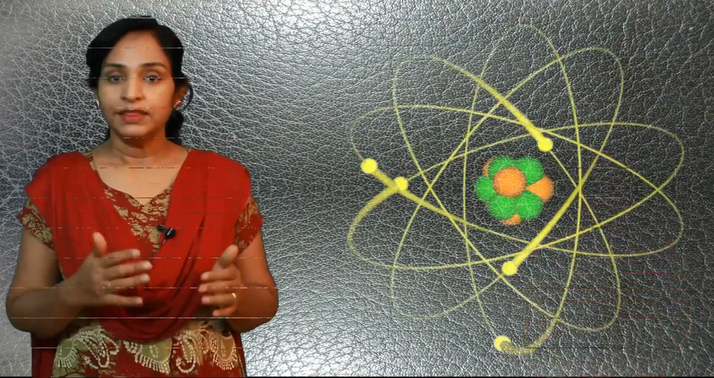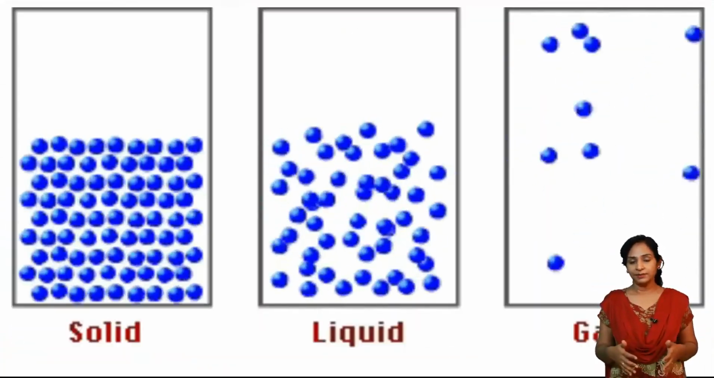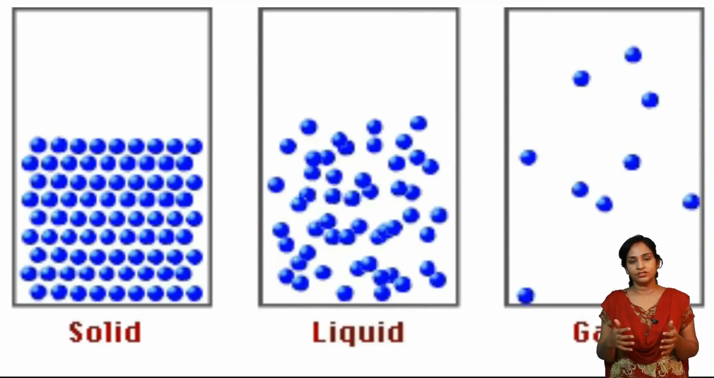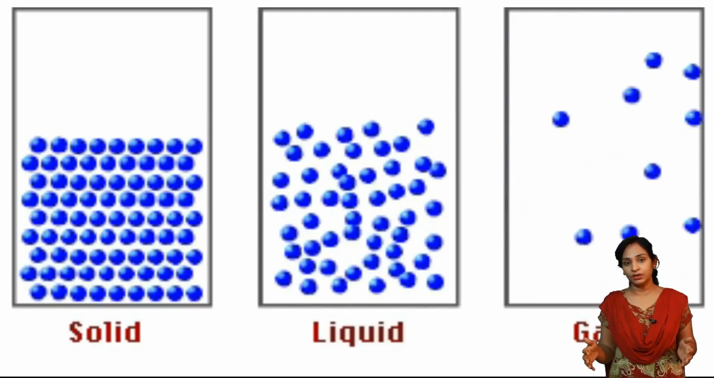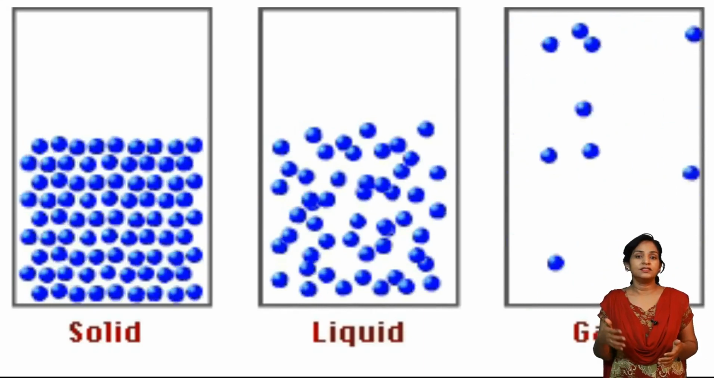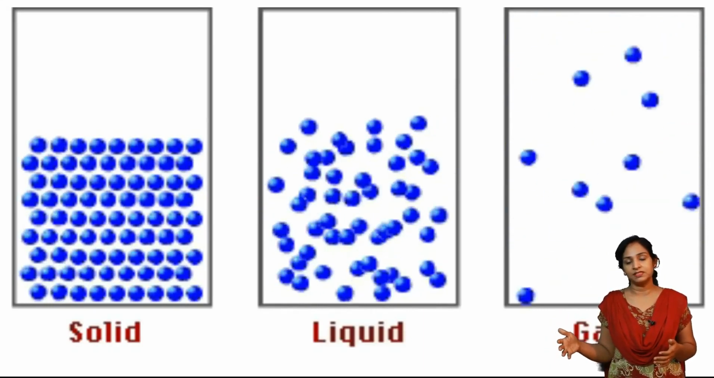Matter consists of very tiny particles called atoms. They are the basic units of matter. These atoms are arranged very closely in solids, loosely in liquids, and in gases there is a great deal of empty space between them. Let us take a piece of pure copper wire.